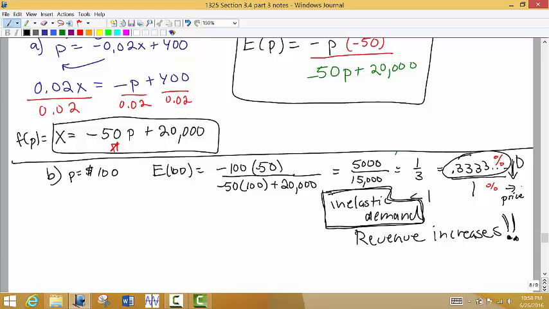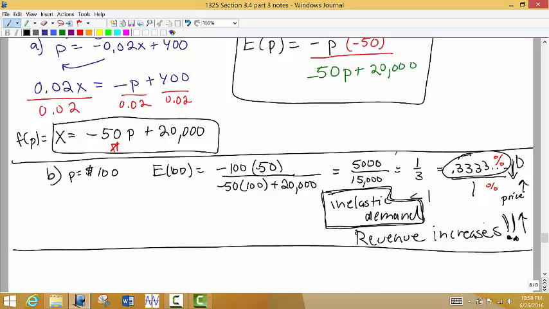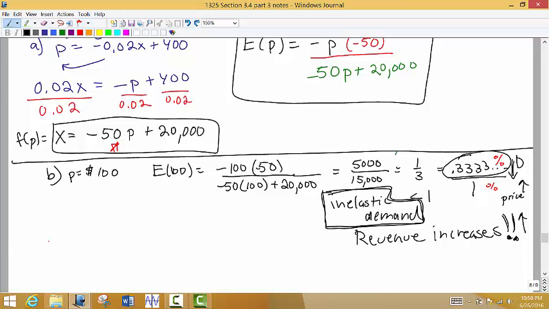Okay, so think about price goes up. Let's put the little up arrow there. Price goes up and revenue also goes up. They move in the same direction. Oh, we were also asked to do 300. So let's look at 300. What if I'm charging $300 currently? Is that an elastic or inelastic demand?